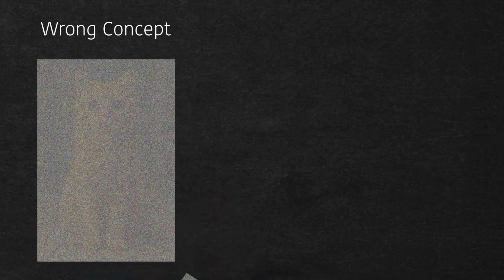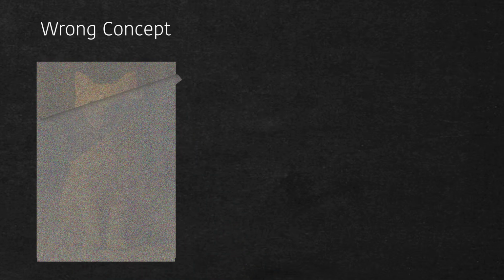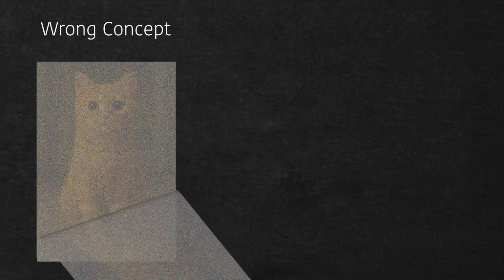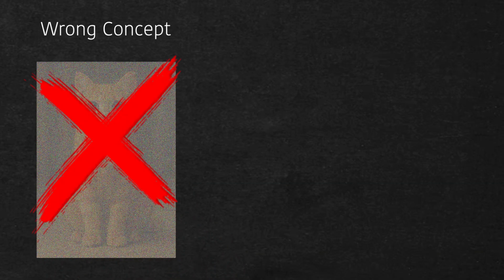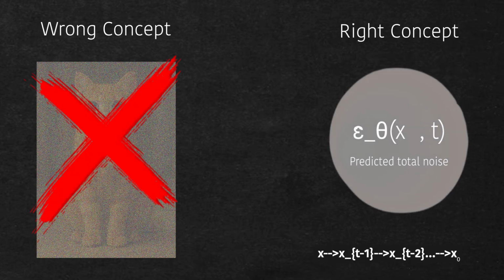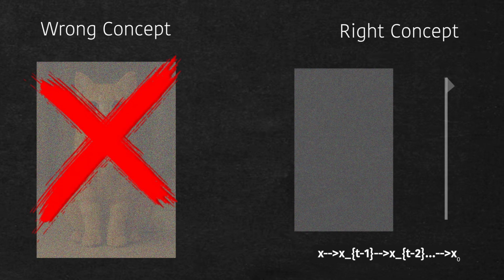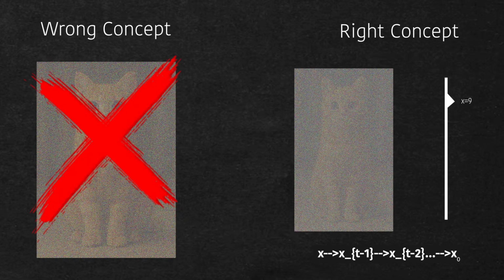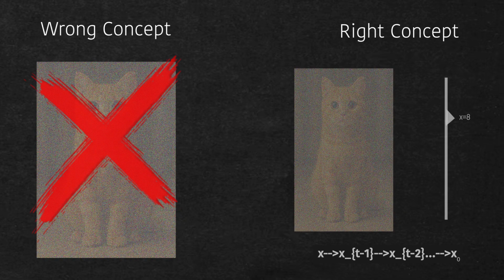A common misconception is that people think the model just removes a small amount of noise at each step, but that's not accurate. The model doesn't decide how much noise to remove. Instead, given a noisy image, the time step it came from, it predicts how much total noise has been added up to that point. The prediction is then subtracted step by step, slowly recovering the image.